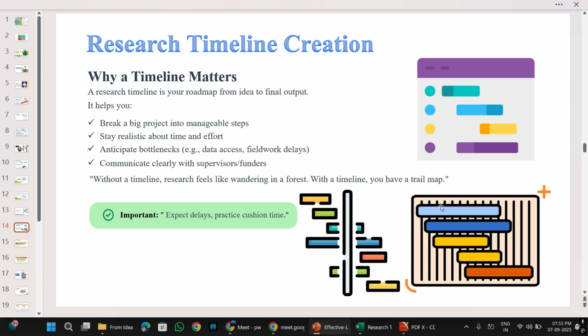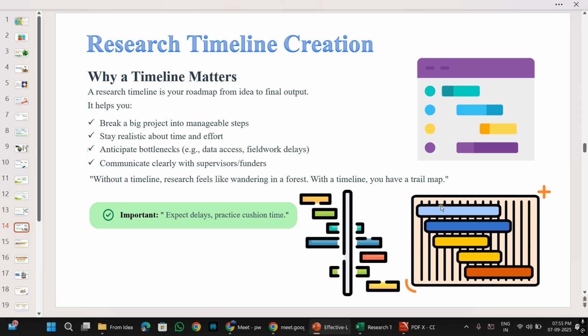Now, research timeline creation. Now, this is an important thing that we are going to discuss. Research timeline is very important, and why it matters, because a research timeline is your roadmap, that trail map that we were talking about. Don't go into the forest without any map. You have to go with a trail map. That is when it will be fun, right?